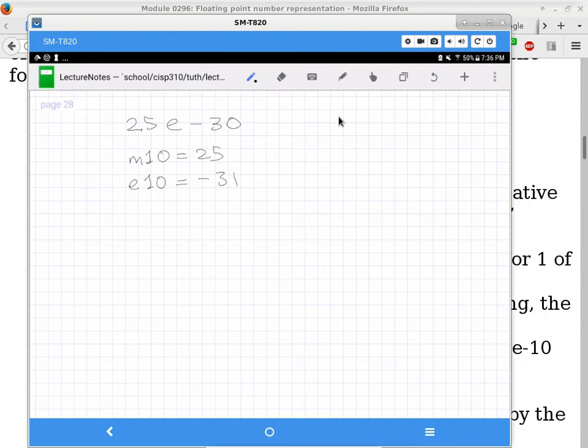So the value represented by this whole thing is M10 times 10 to the power of E10, right? And I want to somehow change this. Through some process, I want this to become some M2, I don't know what it would look like at this point, times 2 to the power of some E2, and once again, I have no idea what the E2 is supposed to be, but this is the objective. This is the whole conversion process. Is that making any sense?